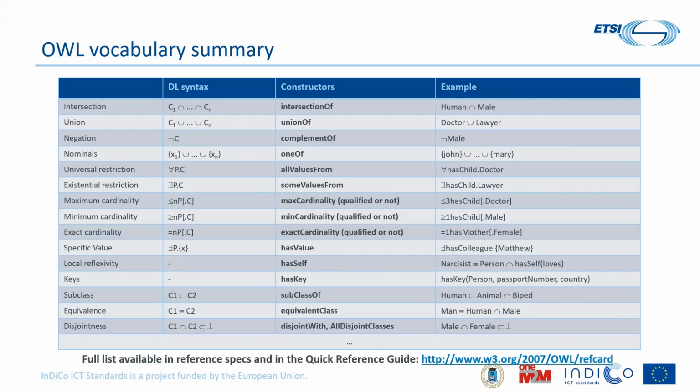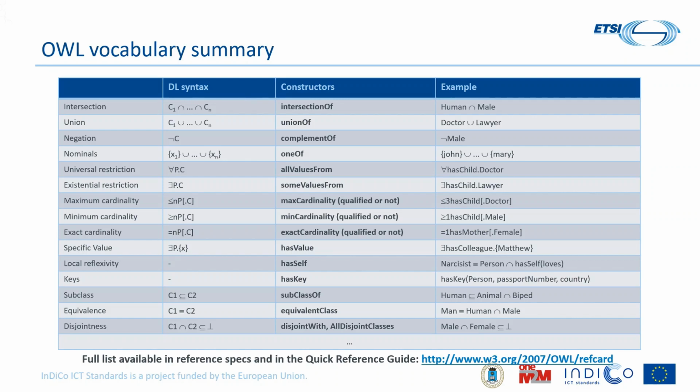This table shows the summary of the vocabulary defined in OWL. As mentioned before, OWL extends RDFS so that we can develop more complex ontologies. New restrictions included in the OWL vocabulary are, for example, the intersection of classes, union of classes, negation, also universal restriction and existential restriction, or cardinalities, including maximum cardinality, minimum cardinality, and exact cardinality.